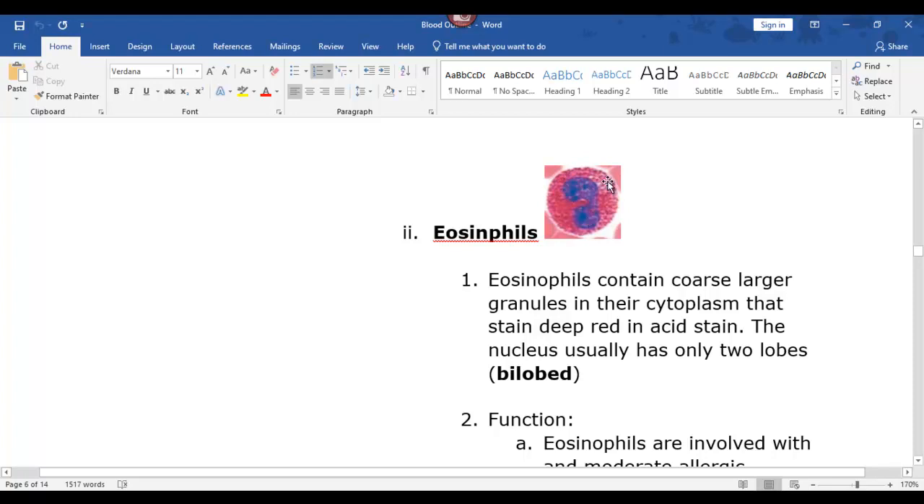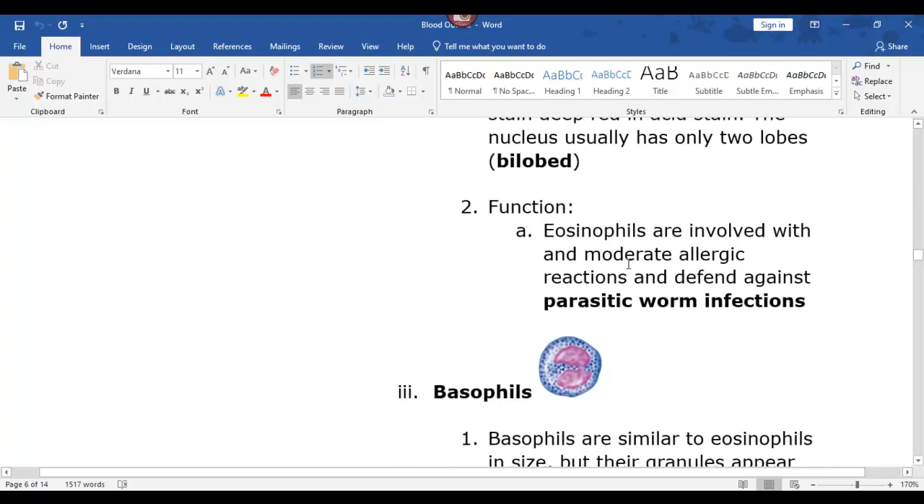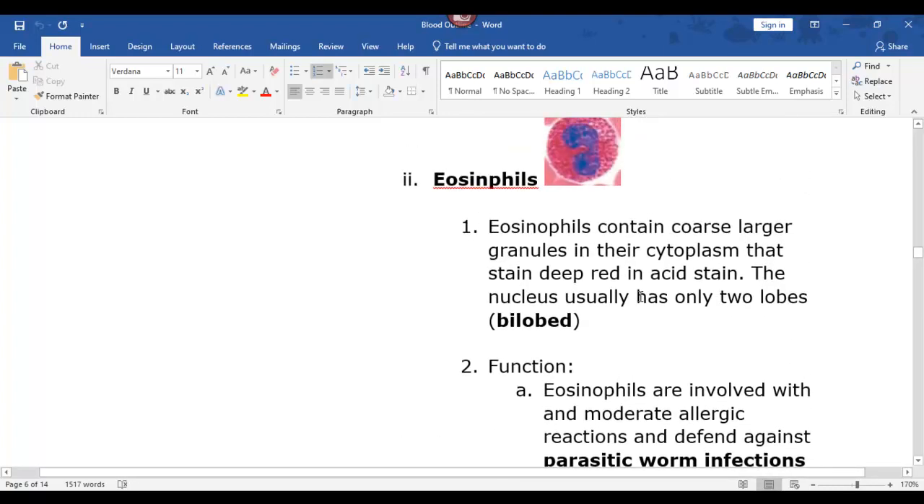An eosinophil, they have 2 lobes, so it's called a bilobed nucleus. They look like shades. They do kind of stain a reddish color, and there's the granules. They're involved with allergic reactions or parasitic worm infections. They attack parasites. So a person that has a worm infection, they're going to have a very high eosinophil count.